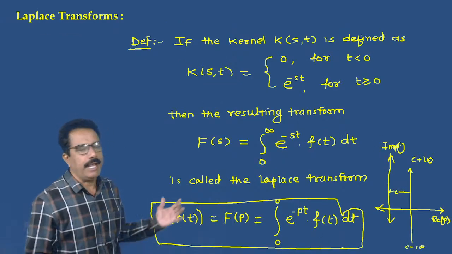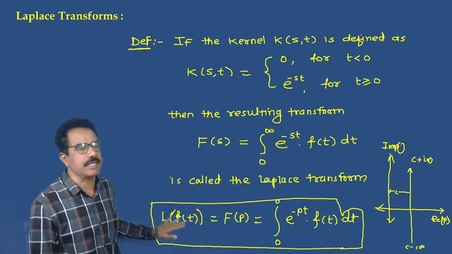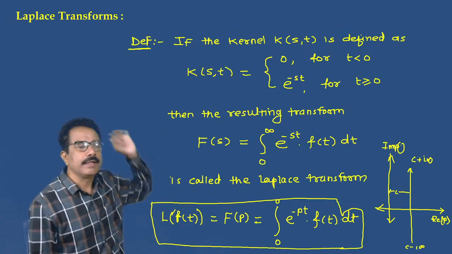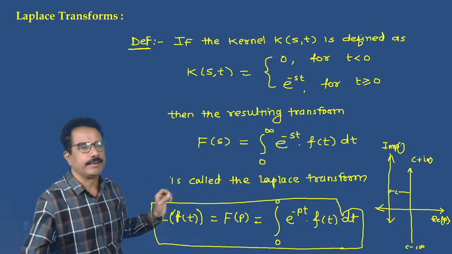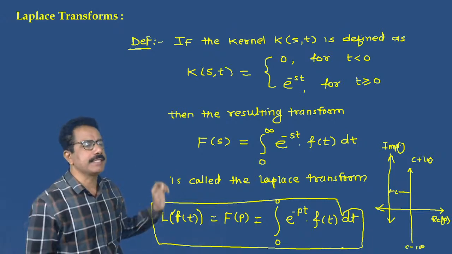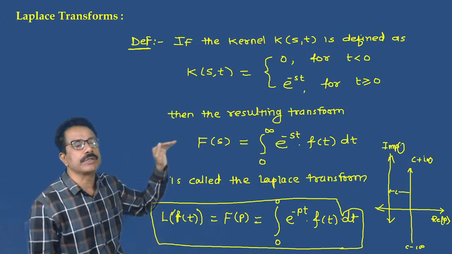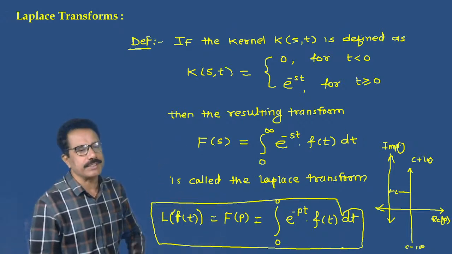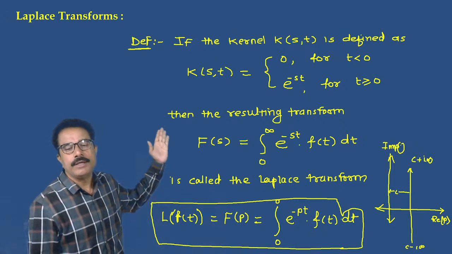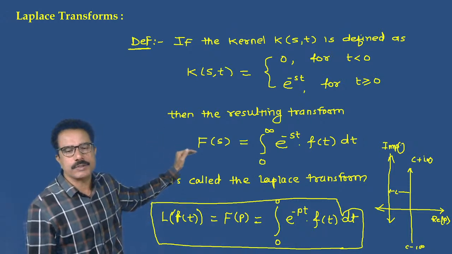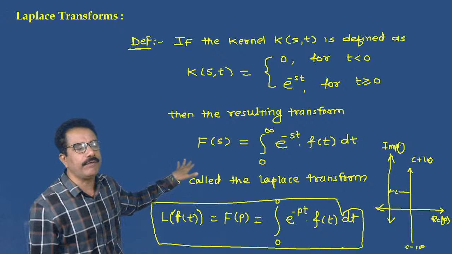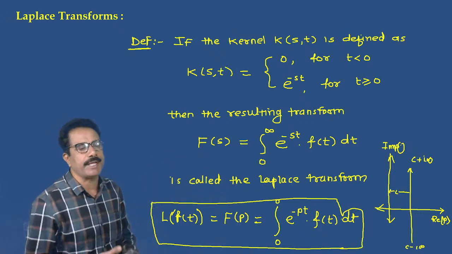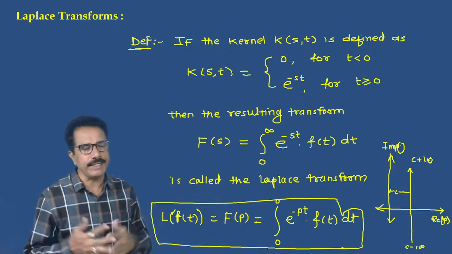Here, actually, this is the definition of the Laplace transform. If the kernel K of s comma t is defined as 0 for t less than 0, and e raised to minus st for t greater than 0, then the resulting transform, capital F of s, equals the integral from 0 to infinity of e raised to minus st into f of t dt.